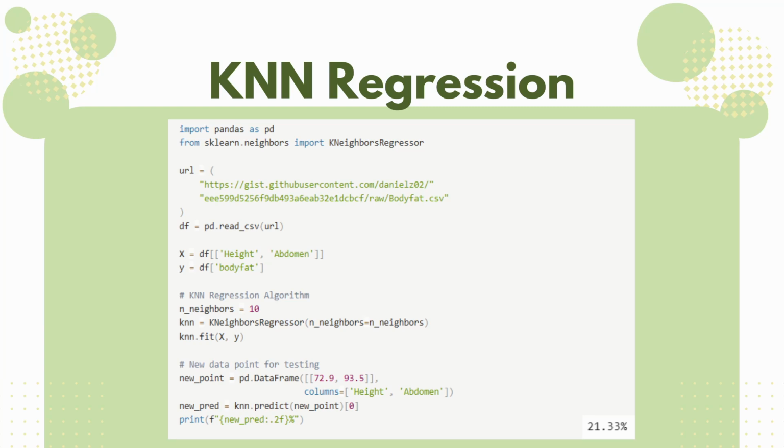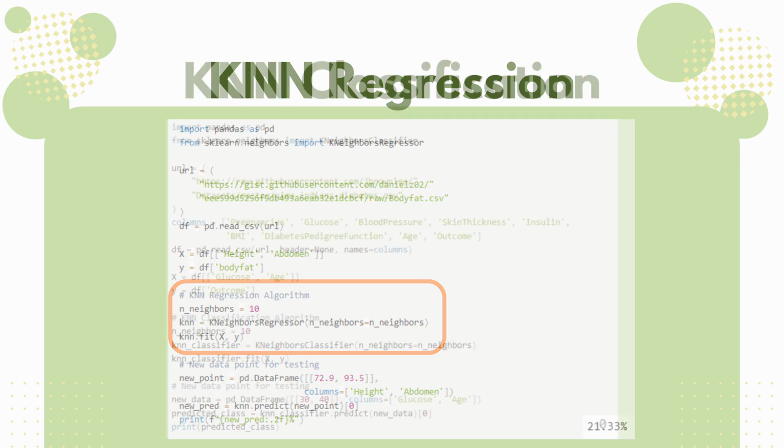The code for KNN regression is straightforward. You simply load the dataset and choose the features and target. The only parameter you need is n_neighbors, which represents k. And on the bottom right corner you can see the printed prediction.